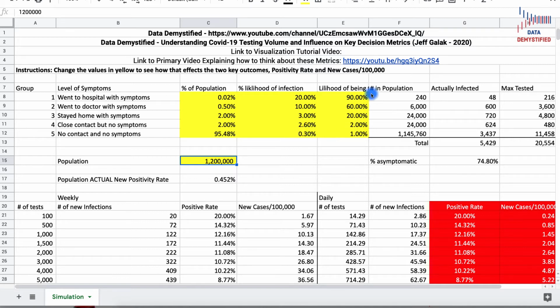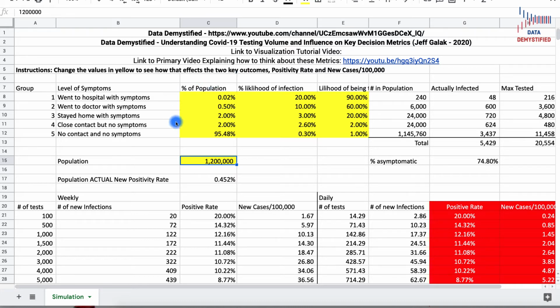And the last one is a really critical assumption, which is the likelihood of someone being tested, depending on what symptom level they are at. I'm saying that if you went to the hospital and you had symptoms of COVID-19, most likely, 90% of the time, you're going to get a COVID-19 test. Now, that's less true as we go down this list. If you went to the doctor and you had symptoms, you're still pretty likely to get tested, but not everybody will. And as we go down, even fewer and fewer people will get tested, with the very bottom being folks that are just in the population, don't really have symptoms and didn't have contact, who are very unlikely to get tested. Only a few of them will actually get that, 1% in my case.